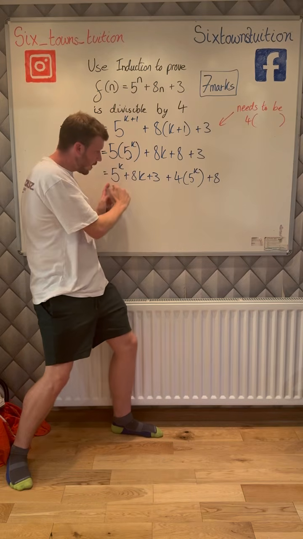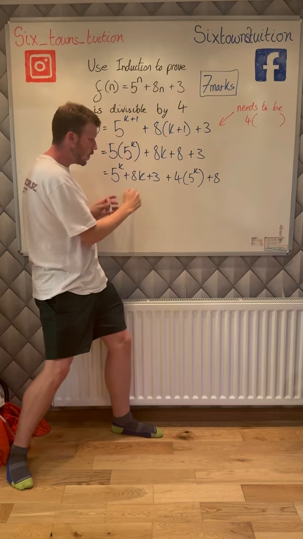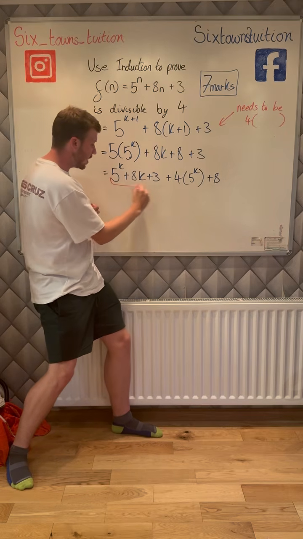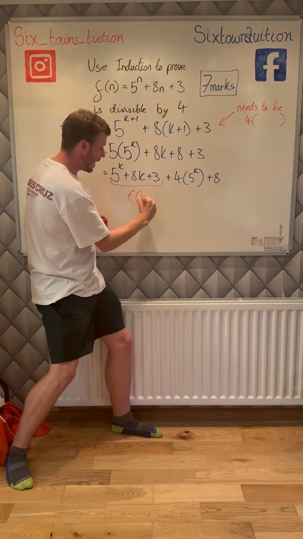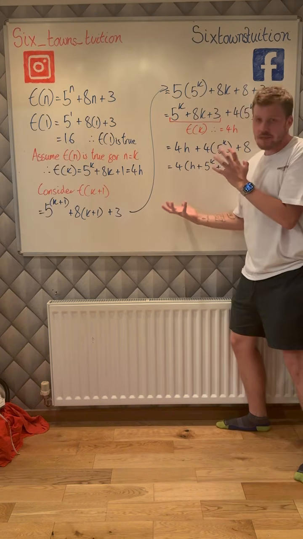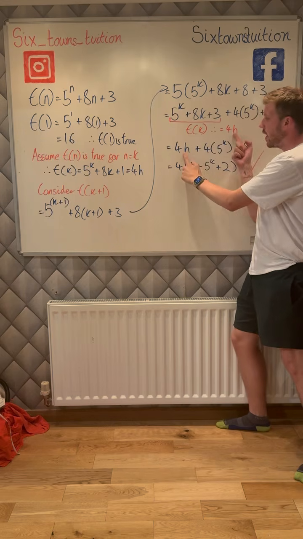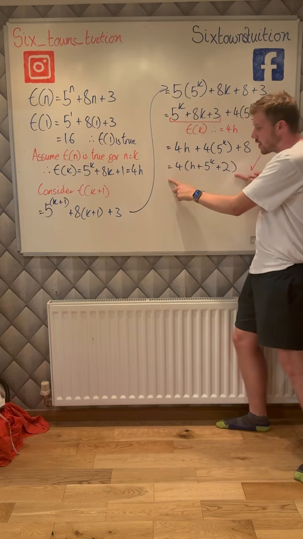Well, what do we notice about these first 3 terms now I've done a bit of expansion? Well, these first 3 terms are actually equal to my function of k. And recall, that was equal to 4h. So this is the maths in one go. What we've then done is substituted in our f of k function and factorised out 4.